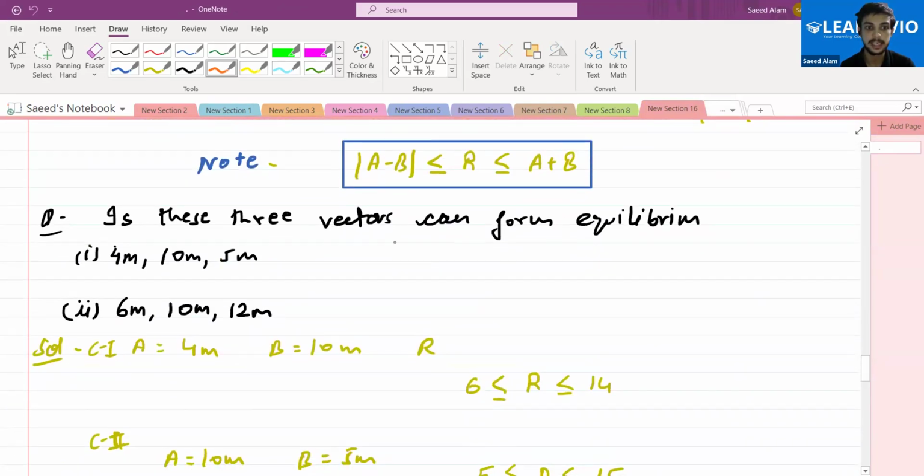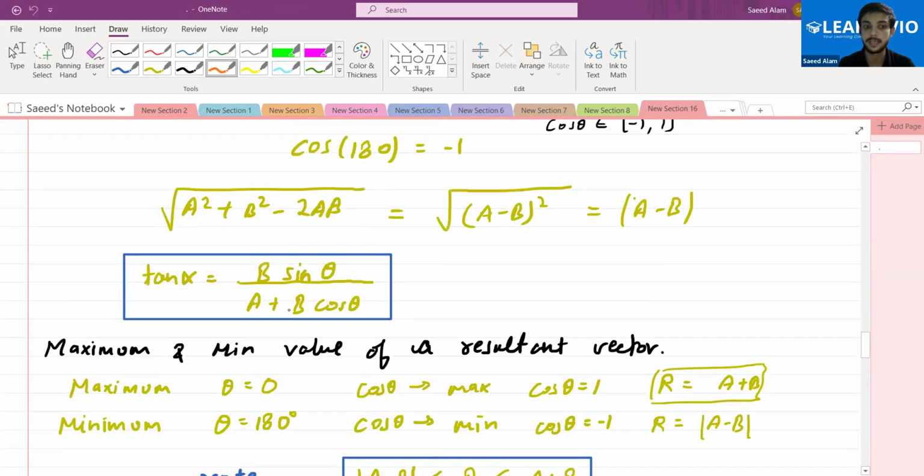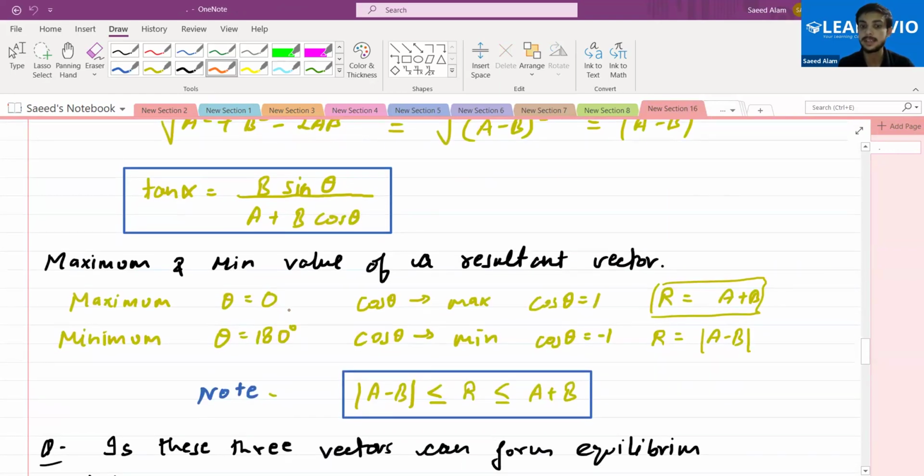After that, we were saying whether three vectors can form an equilibrium. For example, if there is 4 meter, 10 meter, 5 meter, can we form a triangle using it? So what we used to do, we had seen the maximum and the minimum of the range. We had already covered it. The minimum is the subtraction of the magnitudes, and the maximum is the addition of the two vectors.